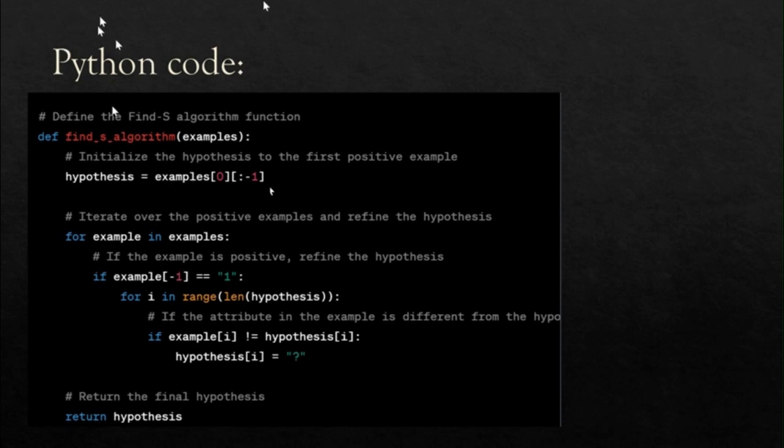And coming to this part of code, this block of code iterates over each example in dataset and checks if the example is positive. And then we iterate over each attribute value in the hypothesis and compare it to the corresponding attribute value in the example. If the attribute value in the example is different from the attribute value in the hypothesis, we set the attribute value in the hypothesis to the question mark. So finally, the function returns the hypothesis, which can be used to classify new instances.